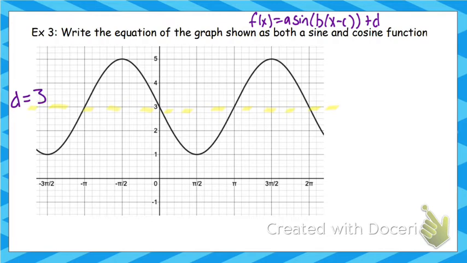All right, let's find our amplitude. So our amplitude is the distance, the height, from the middle to the top. So that height right there, that's going to be my a value. That's my amplitude. That height is 2.